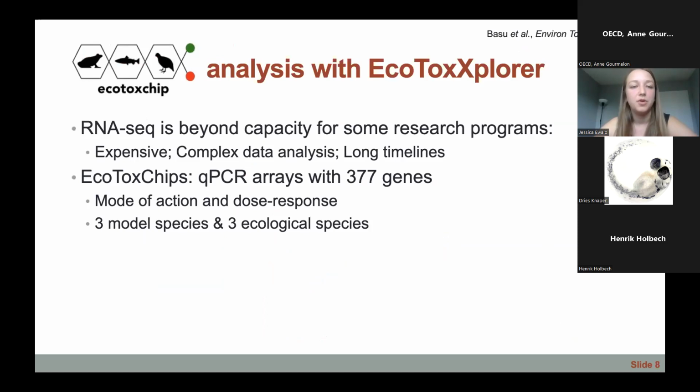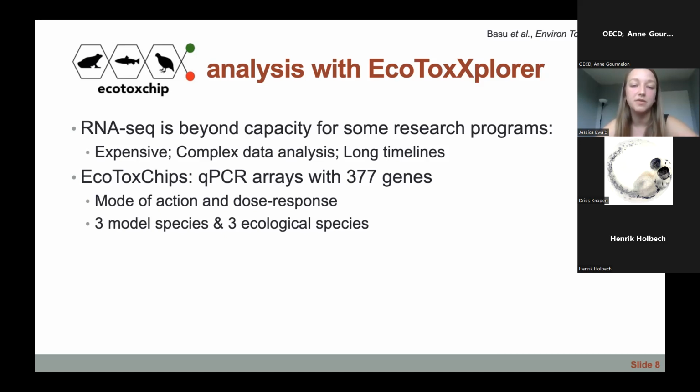So Ecotox Explorer is this web tool for analyzing Ecotox chip data. The Ecotox chips are developed by the Ecotox chip project team. They were motivated by the fact that RNA sequencing data, while it's extremely useful, is beyond the capacity for some research programs. It can be expensive, has complex data analysis, and there can be long timelines for acquiring sequencing data. So the solution to this was to develop some qPCR arrays that have 377 genes on them, with qPCR technology being more readily available to more labs.